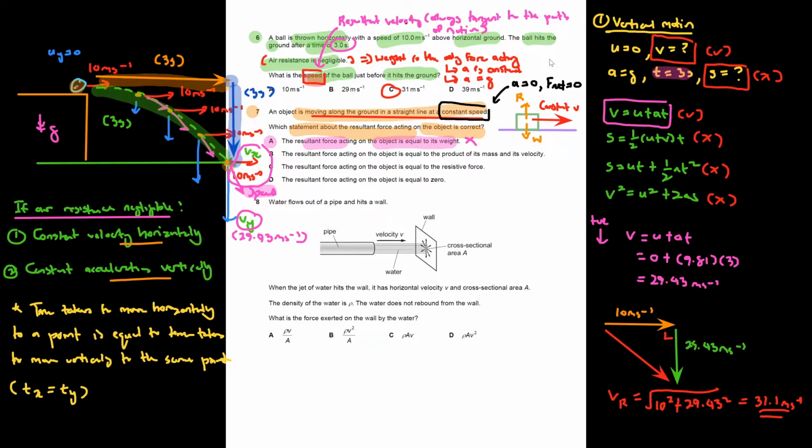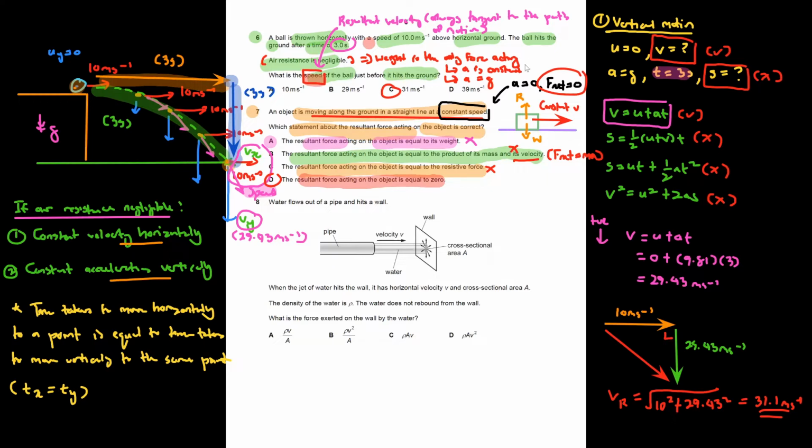And then you look at B, the resultant force acting on the object is equal to the product of its mass and velocity. The thing that is wrong here is that F net is the product of mass times acceleration. And then the resultant force acting on the object is equal to the resistive force. This one is also wrong because I already mentioned resultant force should be 0. So the last answer should be the correct one. Resultant force acting on the object is equal to 0. So the answer is D. Okay, so that's for that.